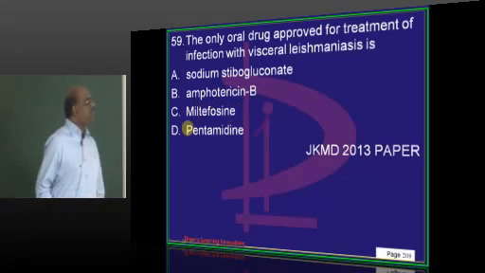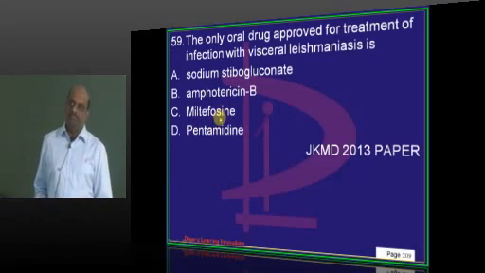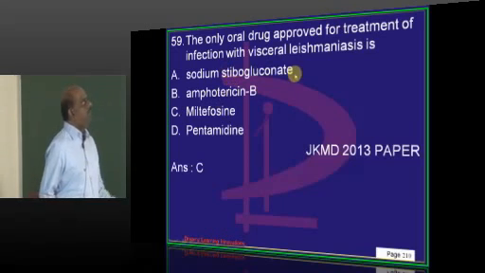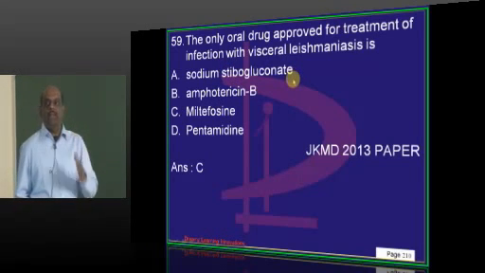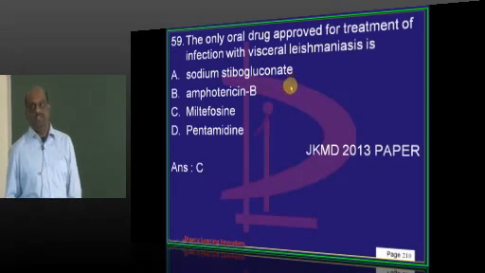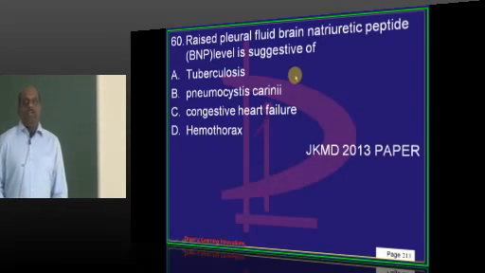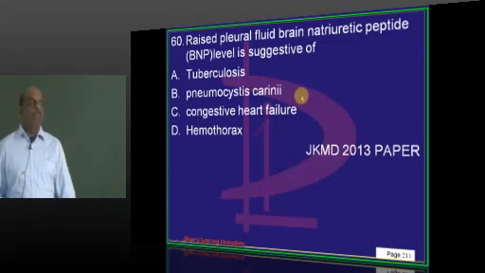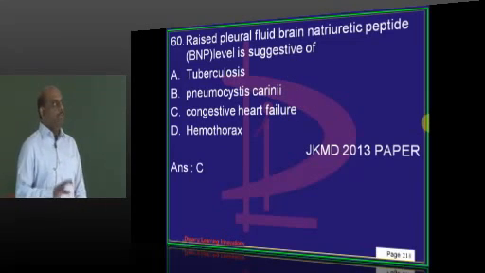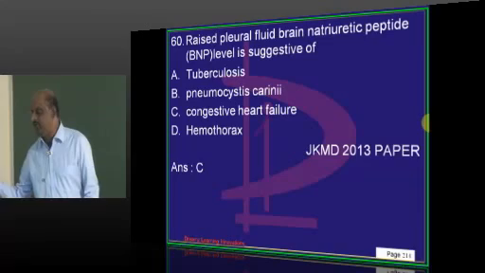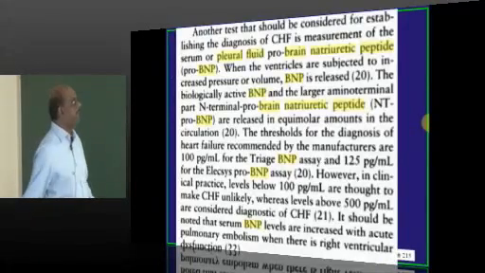Out of all these, it is only miltefosine which is considered to be the oral drug approved for the management of visceral leishmaniasis, is what needs to be remembered. If the brain natriuretic peptide happens to increase, what does it mean? It means there is a congestive heart failure, is what you have to ultimately remember.